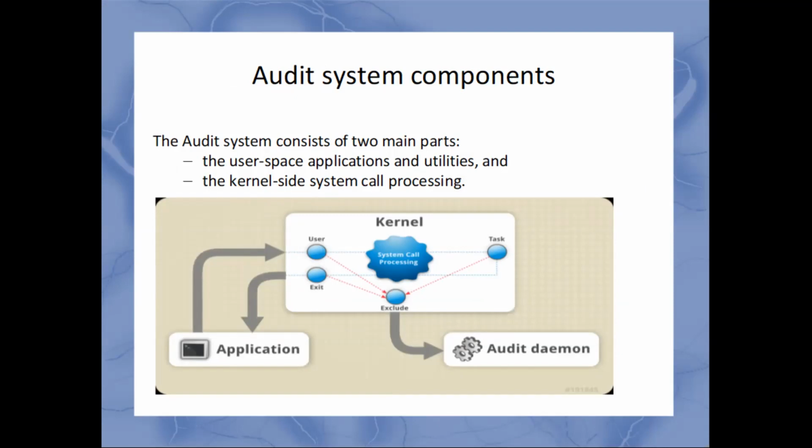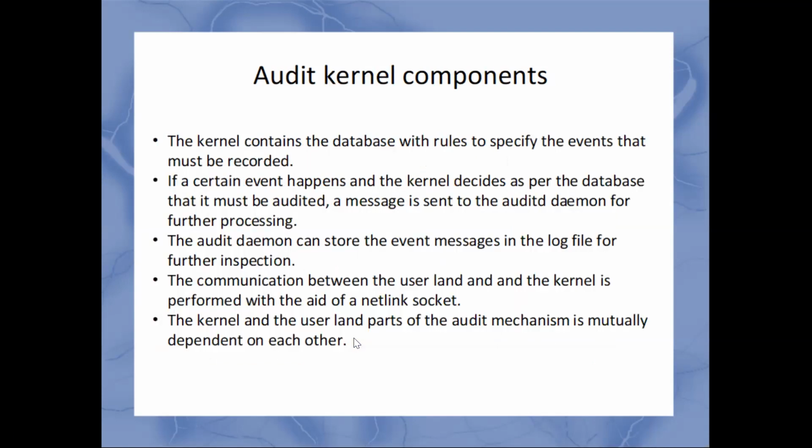So here we see that the audit framework is divided into a kernel component and an application component. Basically, the kernel part of the audit system contains the database with rules to specify the events that must be recorded. If a certain event happens and the kernel decides, as per the database, that it must be audited, a message is sent to the audit daemon for further processing. The audit daemon can store the event message in the log file for further inspection, and based on the configuration it might also forward the event messages to other dispatchers if they are configured.